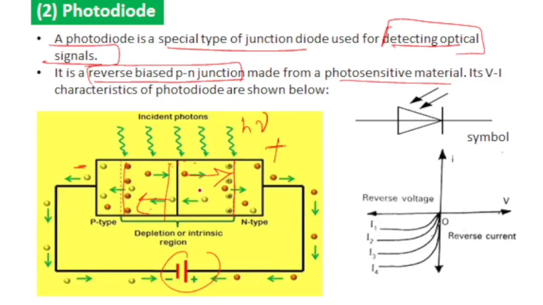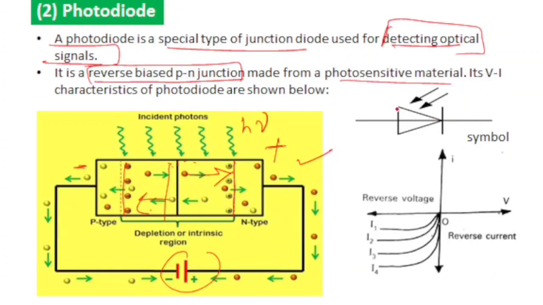Now the n region already has more electrons. Some extra electrons are moving in the n region. So the EMF between the n side and the p side increases. And when an external load is connected, what happens? Photoelectric current flows, and this way photovoltage is produced. So this is used for detecting optical signals, and this is the circuit diagram.